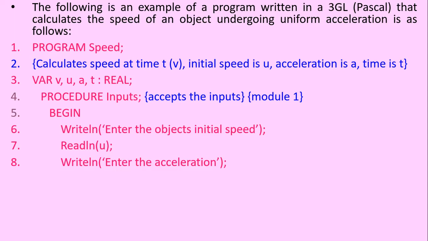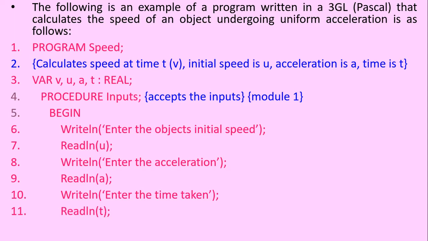Then the user will be prompted again to enter the acceleration, and the user will type the value for the acceleration and then press enter. After pressing the enter key, the value that has been entered by the user will then be stored in the memory location called a. From there, the user is prompted to enter the time taken, and the user will type the value and press the enter key.